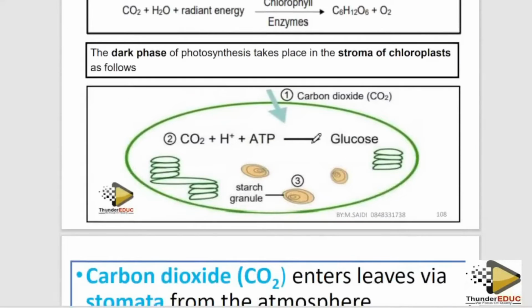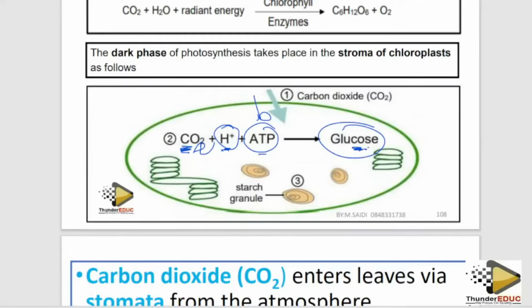Once it enters the dark phase, what happens? This hydrogen is going to combine with the carbon dioxide, meaning carbon dioxide is used in the dark phase, plus the ATP, and then glucose is produced. So basically, what happens in the dark phase is the combination of carbon dioxide plus the hydrogen ion from the light phase which occurred in the grana, plus ATP, and then glucose is formed.